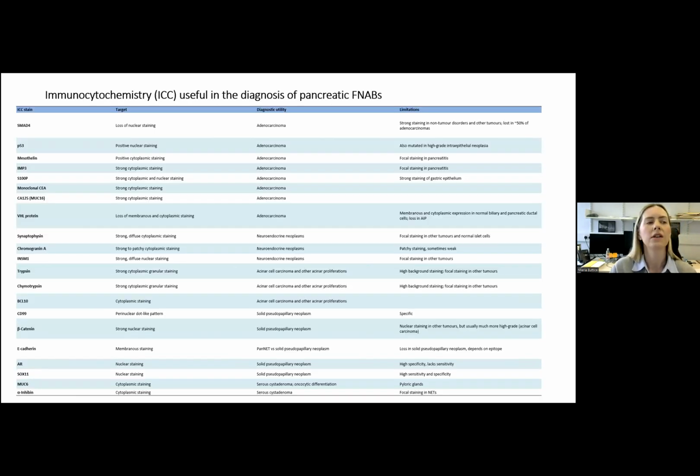So this is a rather large table, but just to show you how large of an immunohistochemistry panel is now available for the assessment of pancreatic lesions. And essentially they should be used as an adjunct to our initial cytology assessment, correlating it with clinical findings. But essentially, as an example, as I said, SMAD4 is a tumor suppressor gene, which is available as FISH, but you can also perform it by immunohistochemistry. And the loss of nuclear staining is highly suggestive of adenocarcinoma, given the cytomorphology.